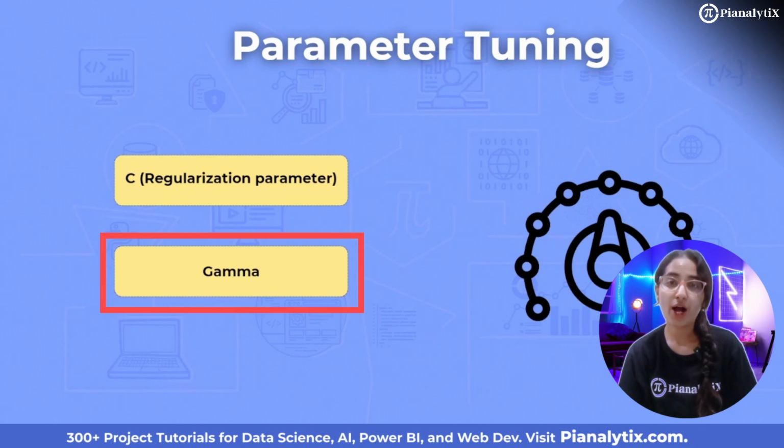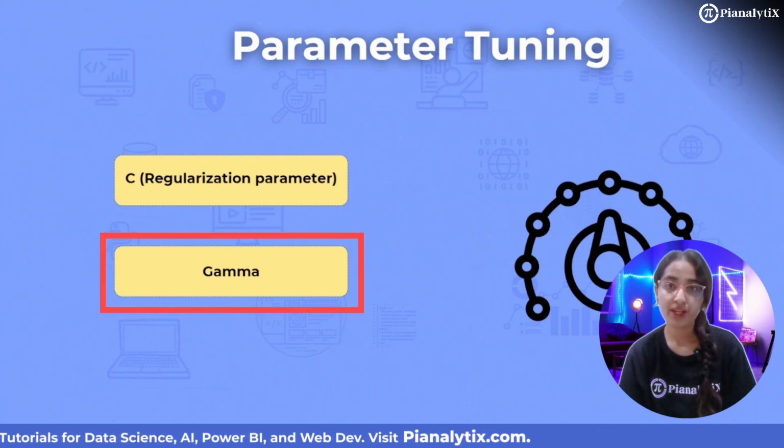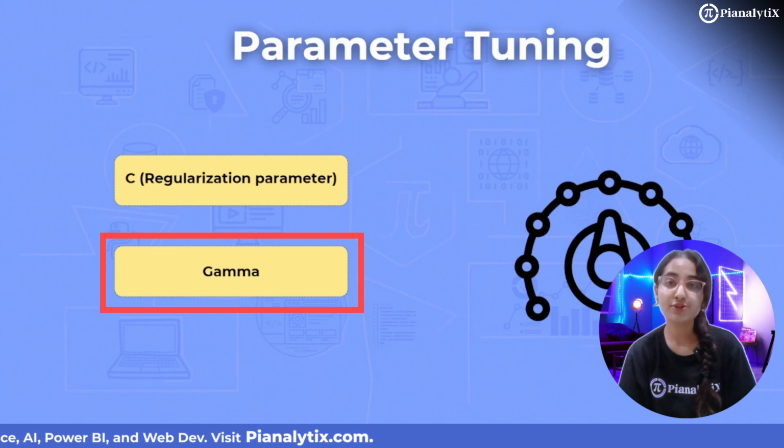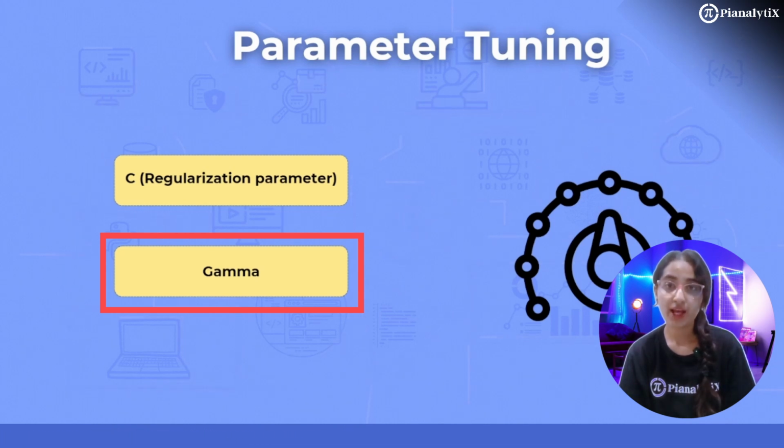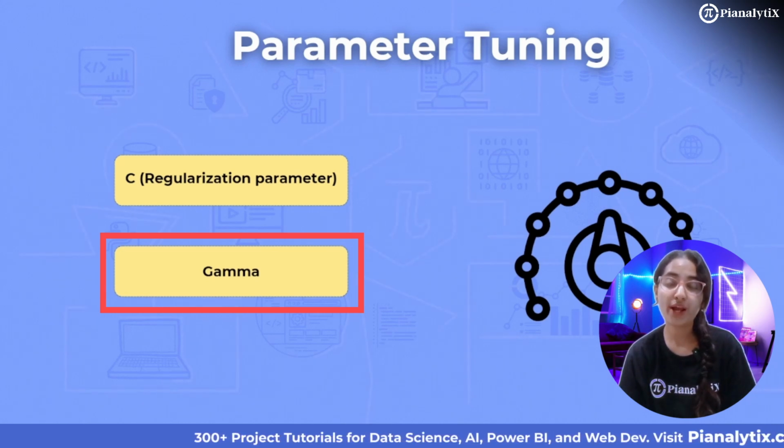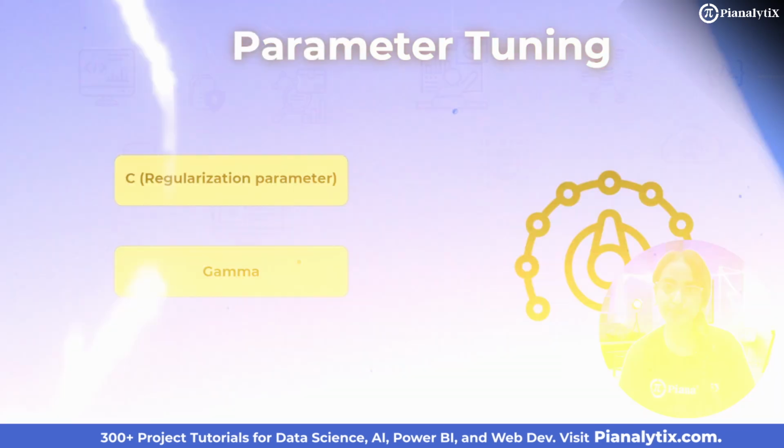Second, gamma, for RBF and polynomial kernel. It controls the influence of individual data points. Smaller gamma values mean broader influence, which can improve generalization, while larger values focus more narrowly on individual points.